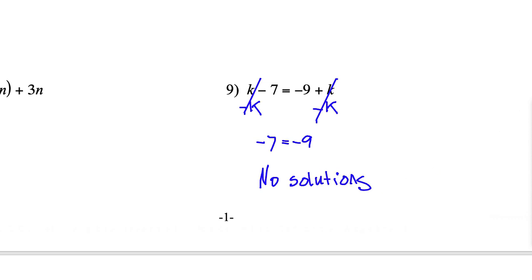And just for your notes to make sure you have it, if I had something like 1 was equal to 1, that is infinite solutions. And of course I could have gotten something like x is equal to 7, and that was the one solution, right? So that was number 9.